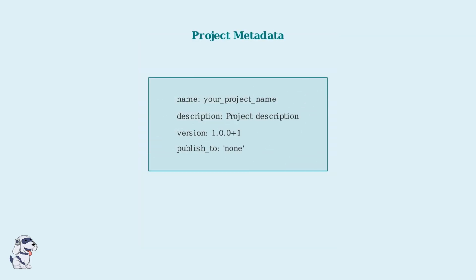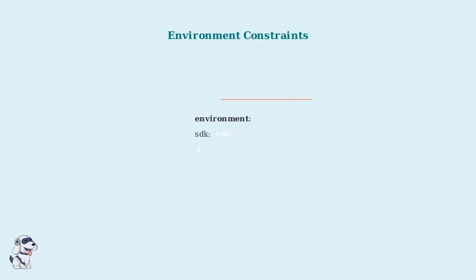The pubspec.yaml file is organized into several key sections. At the top, we have project metadata that identifies and describes your application. Next comes the environment section, which specifies the Dart and Flutter SDK version constraints. This ensures your project runs with compatible versions.